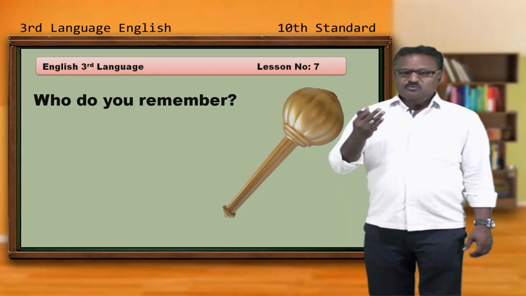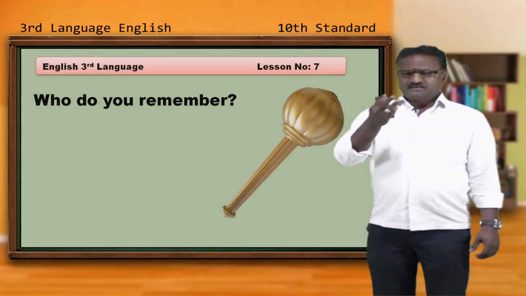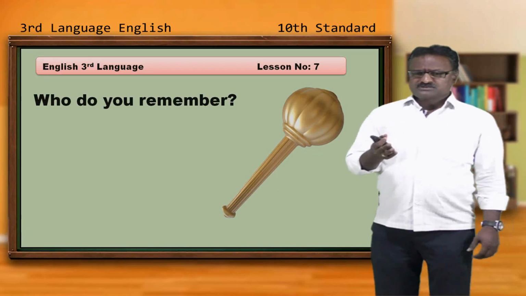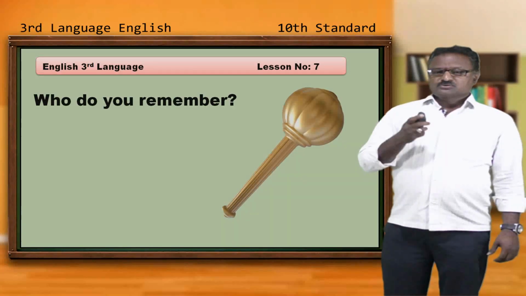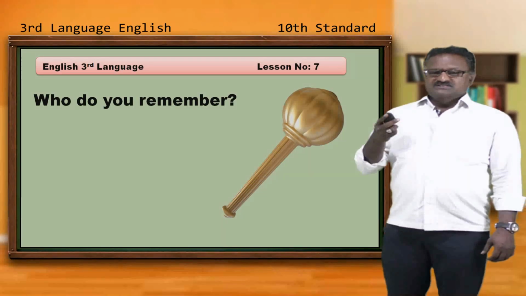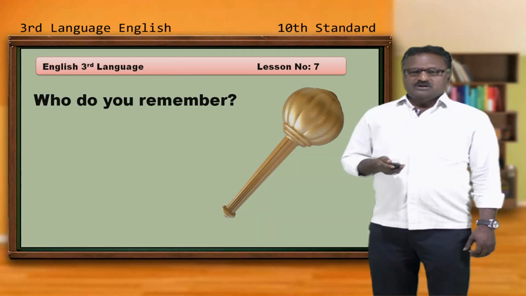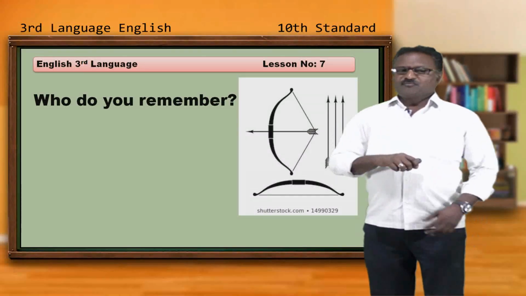And when you come to Ramayana, in Ramayana also the same weapon was used, and that was used by Anjaneya or Hanuman. So when you look at this weapon, you will remember certain names as Bhima, Duryodhana or Hanuman. See, another question is there. Now look at another type of weapon here.